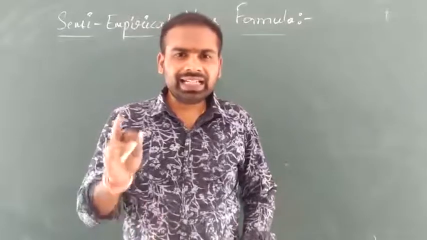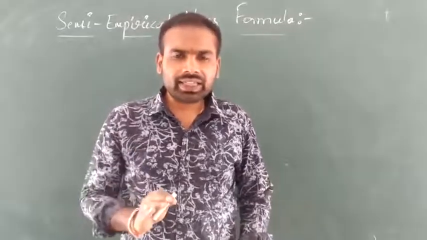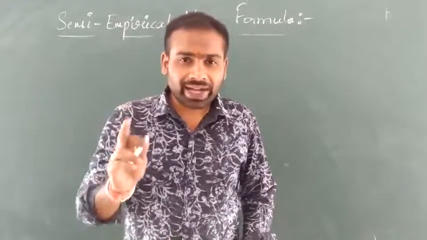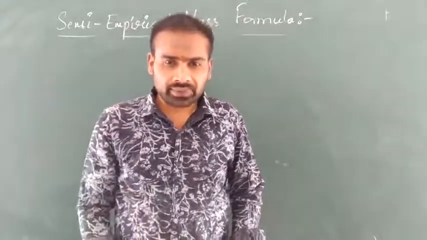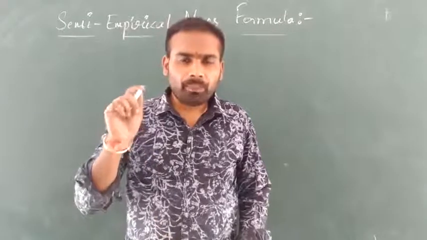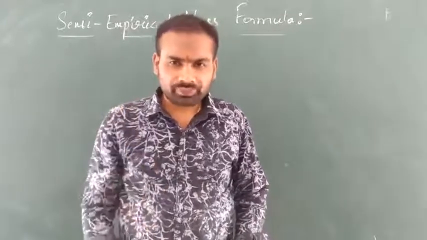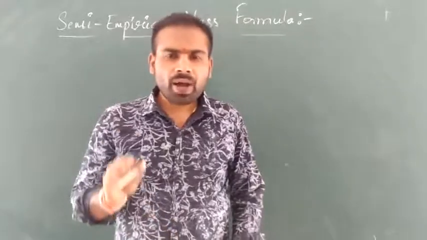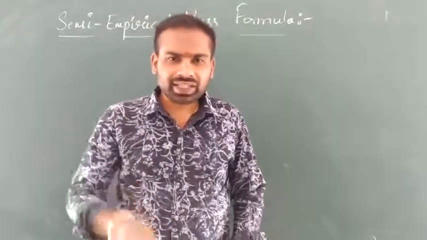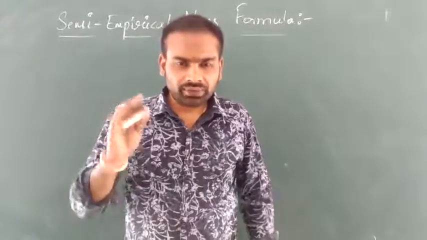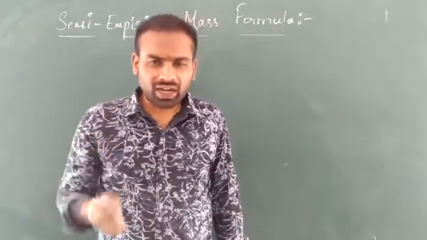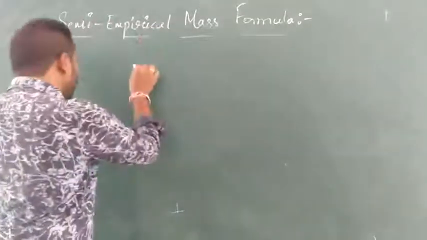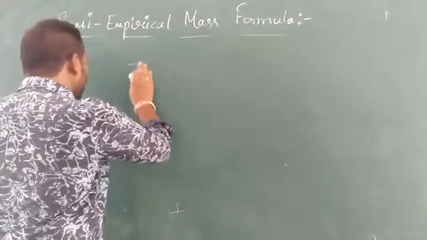See, in the year 1935, von Weizsäcker gave the mass of the nuclei in terms of a series of binding energy correction terms. We know that the mass of the nuclide, or the mass of the nucleus, is the sum of the protons' mass and the sum of the neutrons' mass, isn't it?